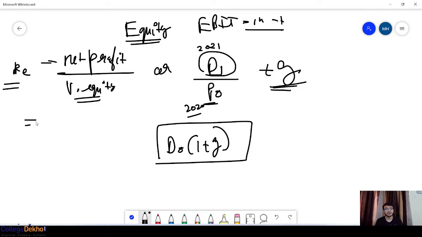Okay. So this is the basic thing and the cost of equity is denoted by KE. For example, the question may give you the net profit as 2 lakh rupees. The equity the company has is like 40 lakh rupees.